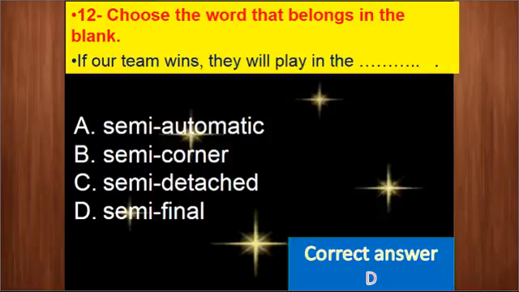In question number 12, which is about if clause type 1 and about compound words. If our team wins, they will play in the semi-automatic, semi-corner, semi-detached, and semi-final. And the correct answer is D.